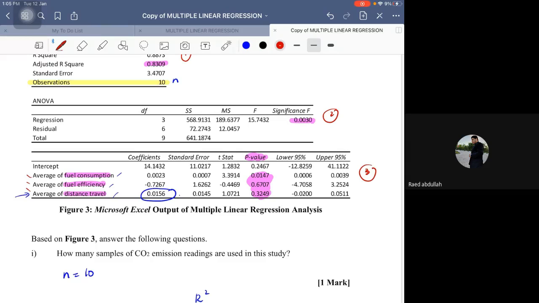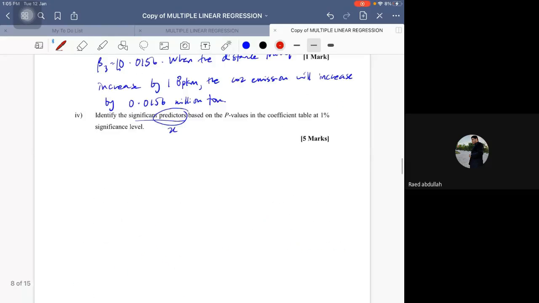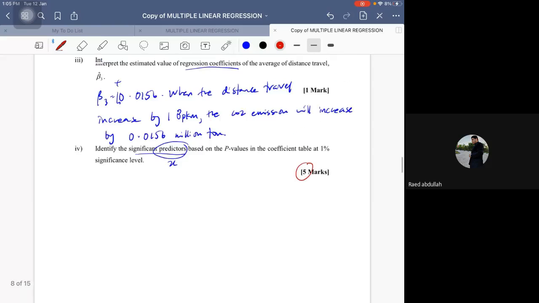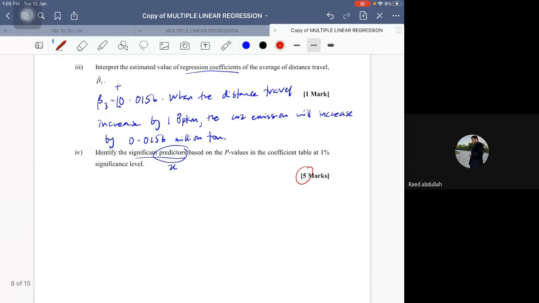Which means which variable is actually related to the dependent variable. If it's not related, it's basically useless, so we need to remove this variable. So when you want to answer this question, first have a look at the marks. It is 5 marks. So don't simply say, okay, which variable? It's going to be the distance travel. If you give me that, I can only give you 1 mark. There's a reason for the 5 marks.